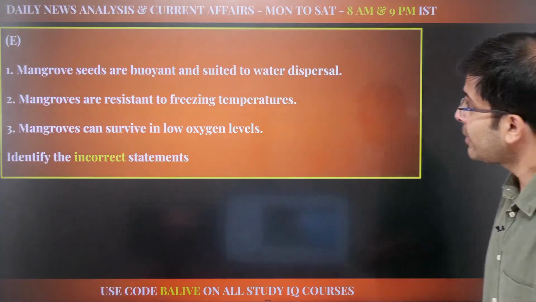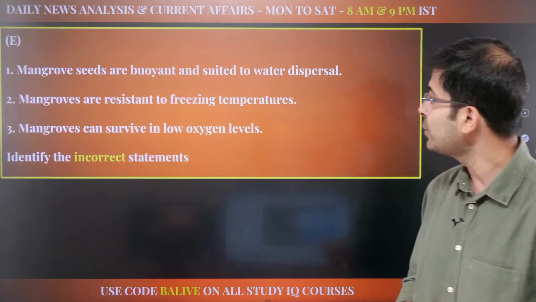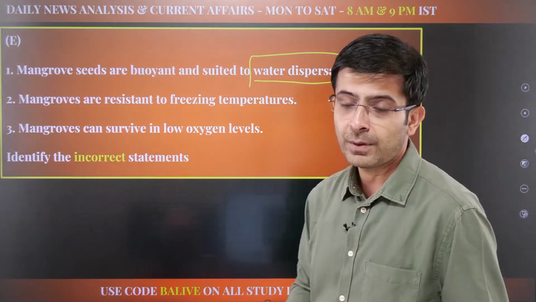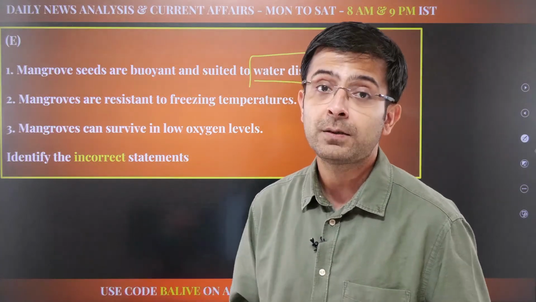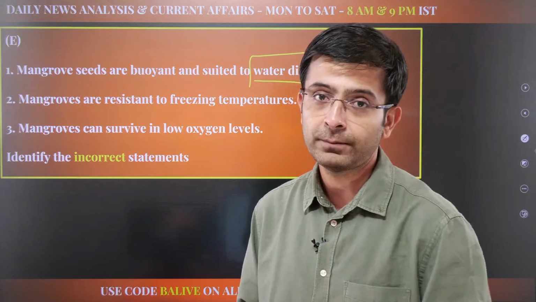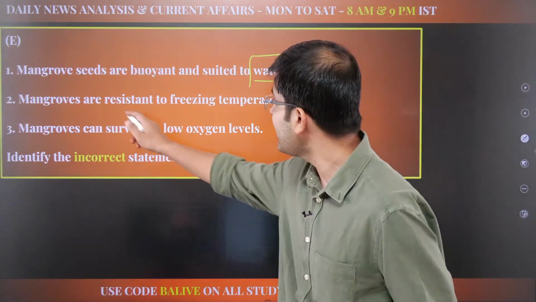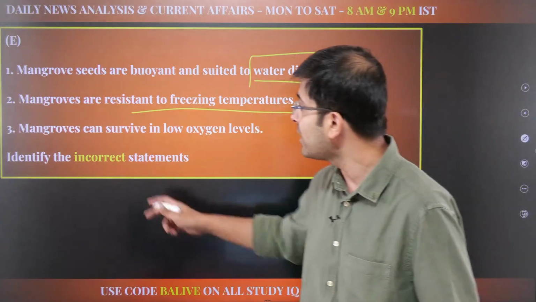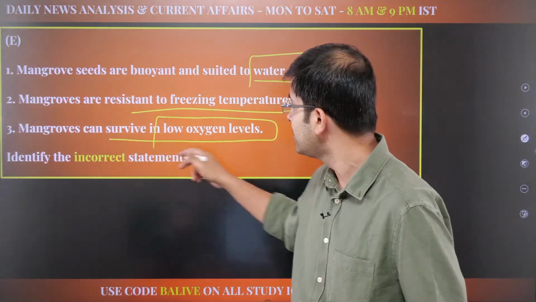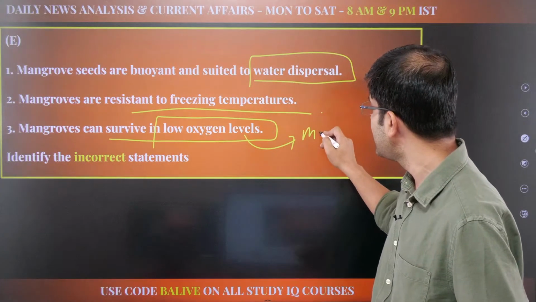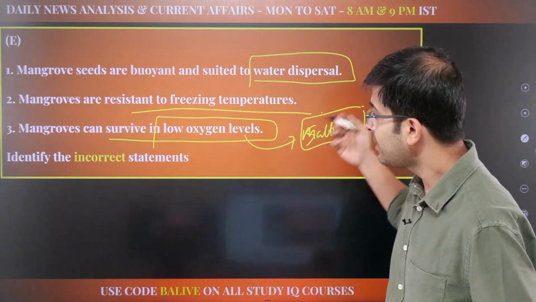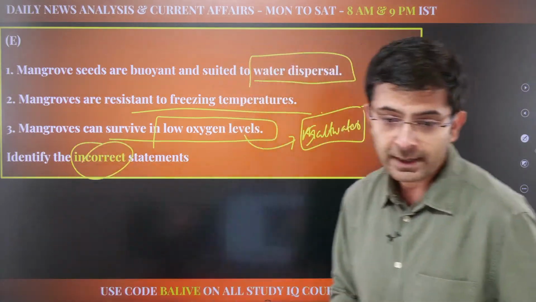बढ़िया answer. Good answers. ठीक है? Okay. Let's look at this question also. Mangrove seeds are buoyant and suited to water dispersal. Again, the dispersal of seeds. Yes, birds disperse seeds. You and I disperse seeds. Water also disperses seeds. Do mangrove seeds get dispersed by water? सोच के बताओ मुझे. They are resistant to freezing temperature, are they? I discussed this in class today. And mangroves can survive in low oxygen levels. Just apply your common sense. Does salt water have high oxygen or low oxygen? इतना सोच लो, आंसर मिल जाएगा आपको. Identify the incorrect statement for me.